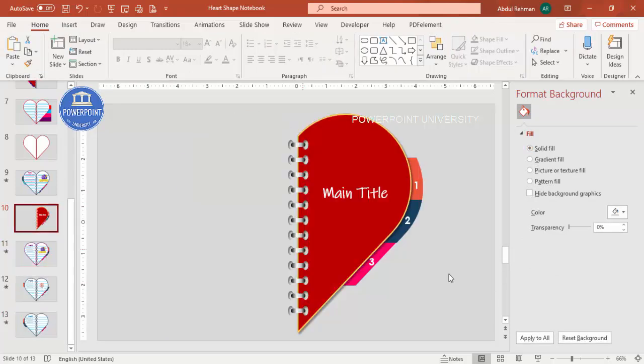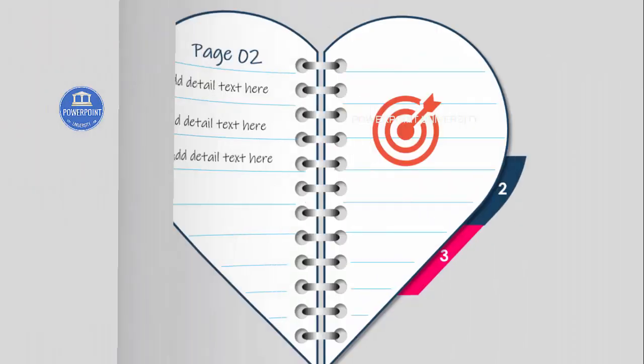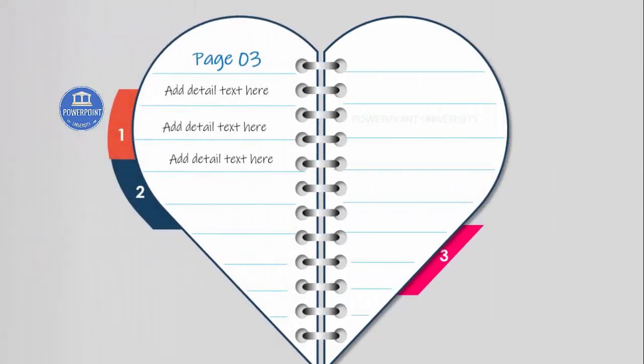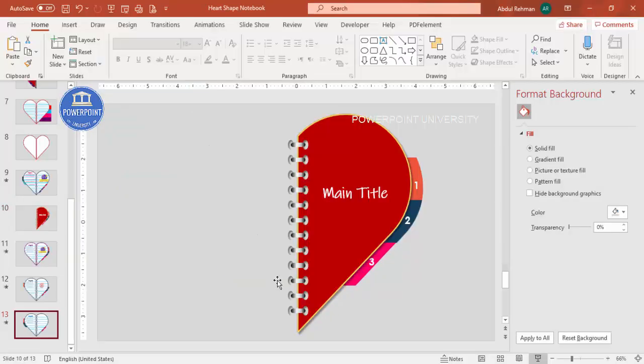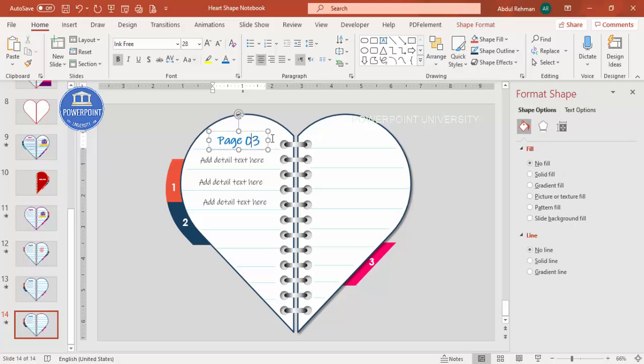So let me just show you once again. This is page 1. You can see here page 2. Like that you can add page 3, page 4, and then you can just copy and paste it as the last page also. So I hope you got all the idea already. So let me just do the last one. Just duplicate the slide. You can see here, you can just make it page 4 or page 5.